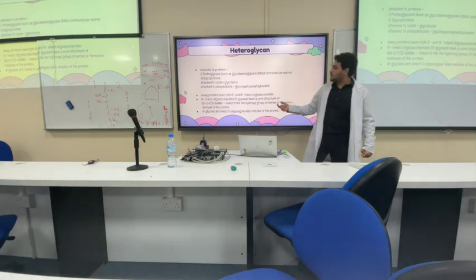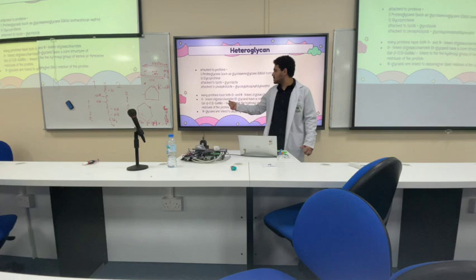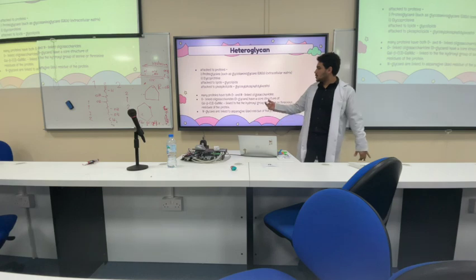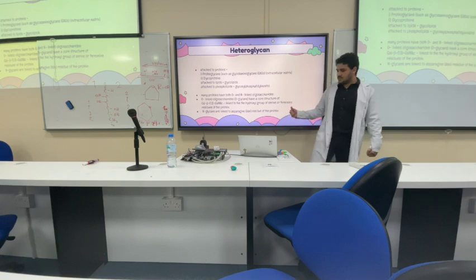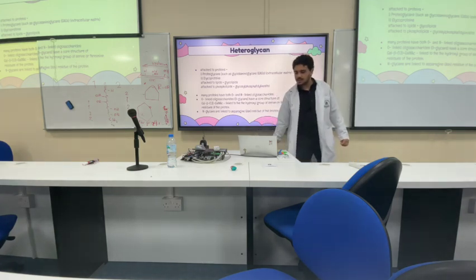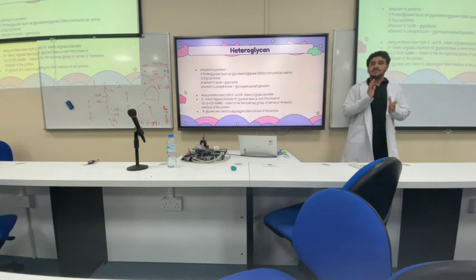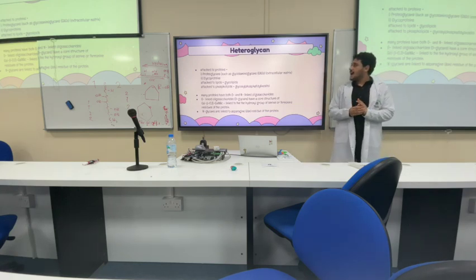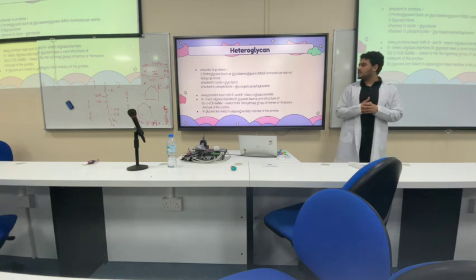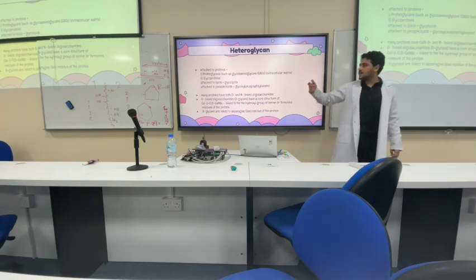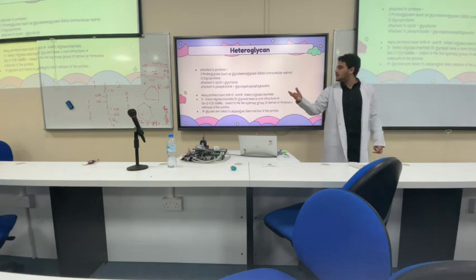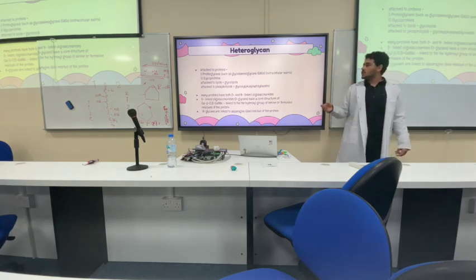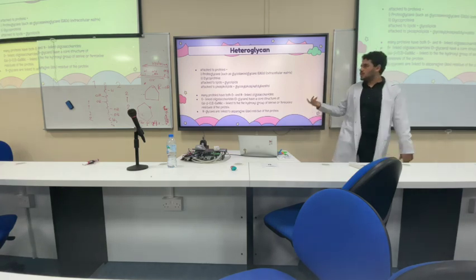For example, if we have a galactose attached through a beta-1,3 bond to the N-linked asparagine group, we could call it GalNAc. What's important about the heteroglycan is that it's attached to different macromolecules. We have the proteoglycans and the glycoproteins, which are monosaccharides attached to a protein, and then the ones attached to lipids, the glycolipids, and the ones attached to phospholipids.